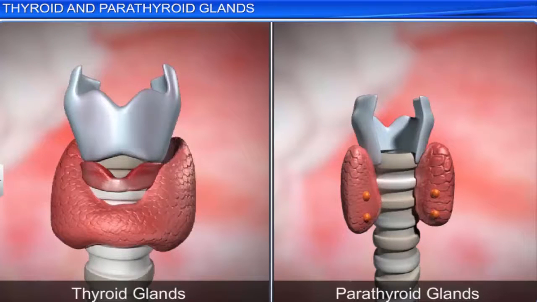Therefore, the proper secretion of hormones from the thyroid and parathyroid glands is essential for the smooth functioning of the human body.